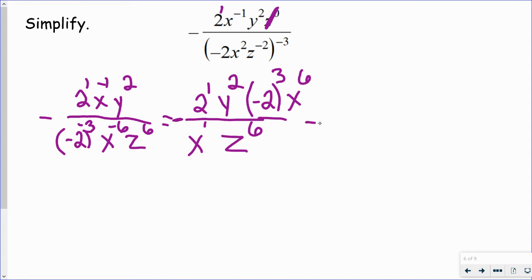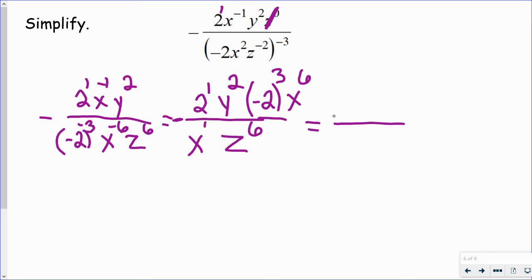And now I'm going to do everything in the numerator and everything in the denominator. So this is 2 times, and you could do this in your calculator, 2 times negative 2 in parentheses to the power of 3.